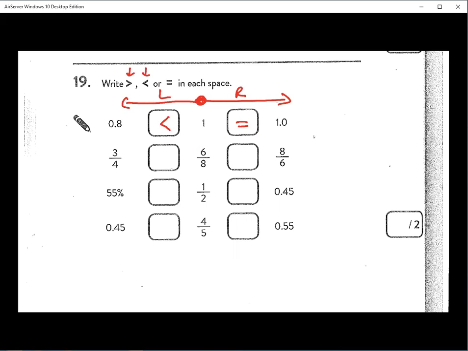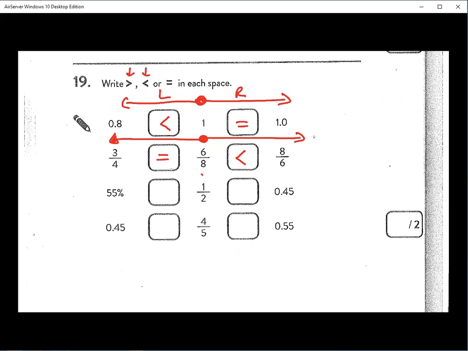So now, 6/8, if I read it from the middle to the left, is it bigger than 3/4, the same, less, or more? Equal. Start back from the middle and read to the right now. Is 6/8 bigger, smaller, or what than 8/6? It's smaller, because 6/8 is less than 1, and 8/6 is greater than 1. So by switching the numbers upside down, they made the number more than 1.